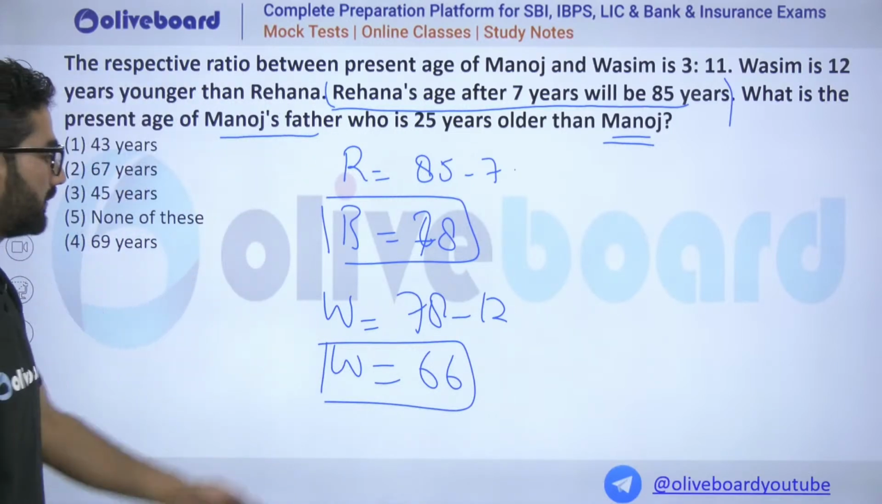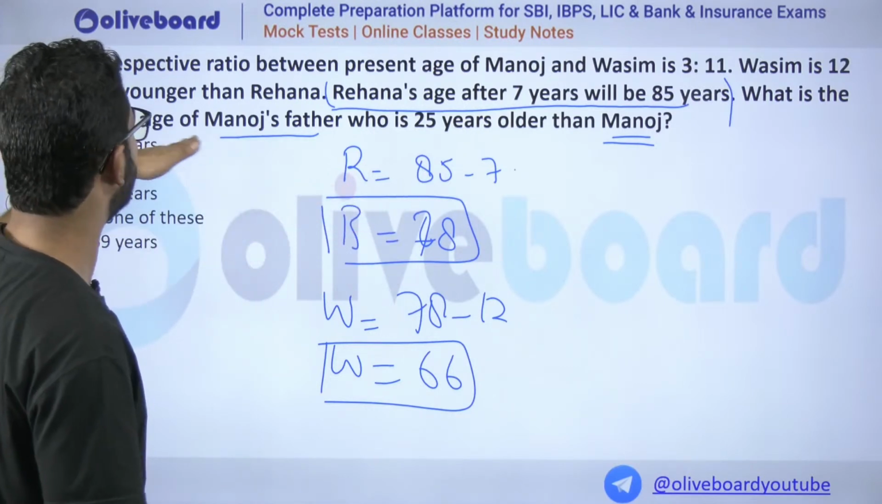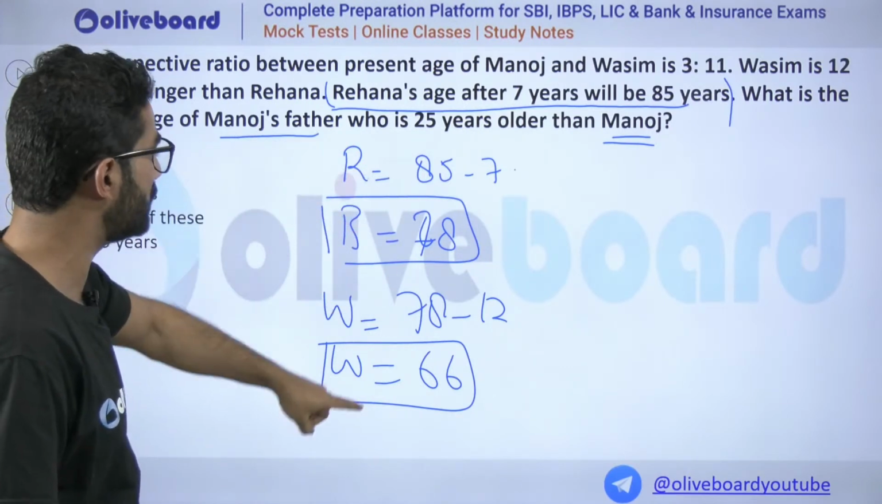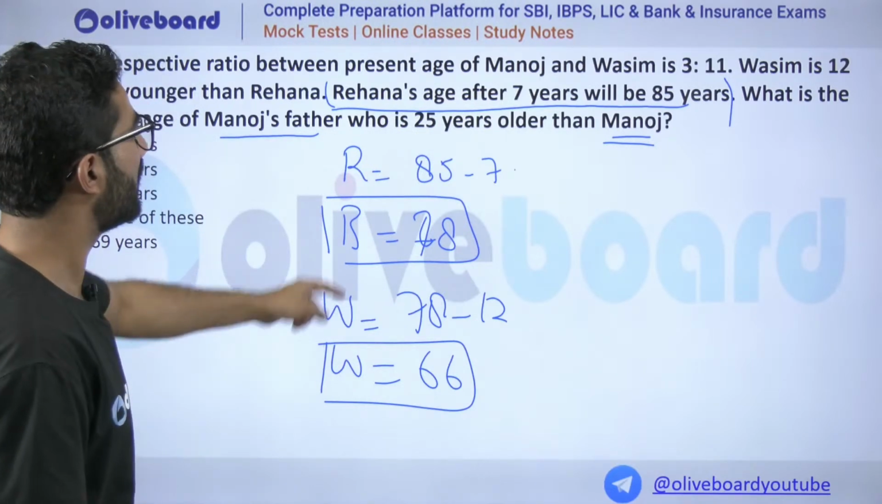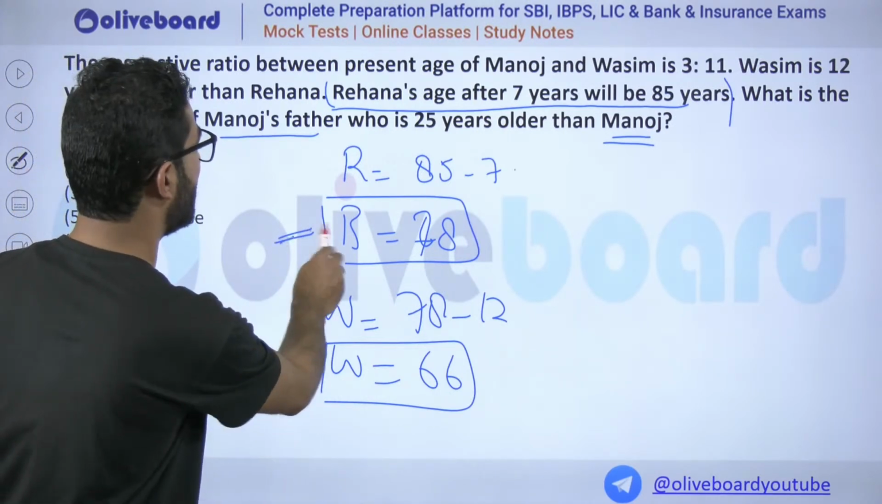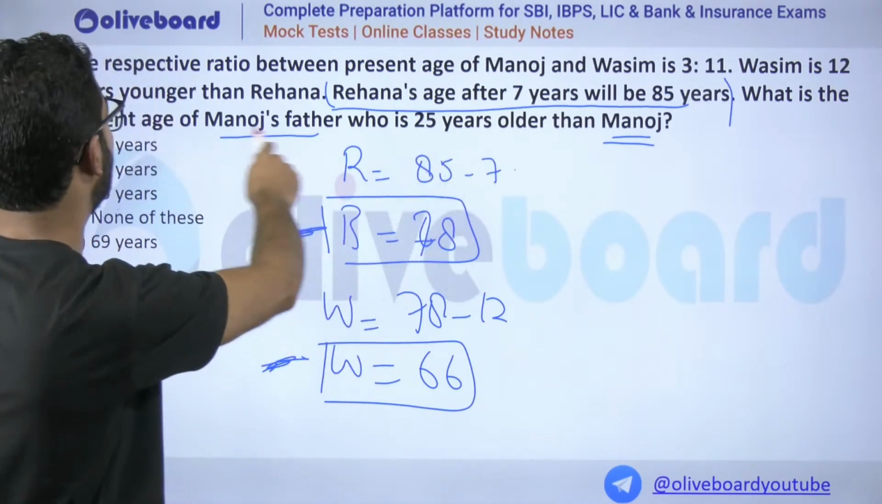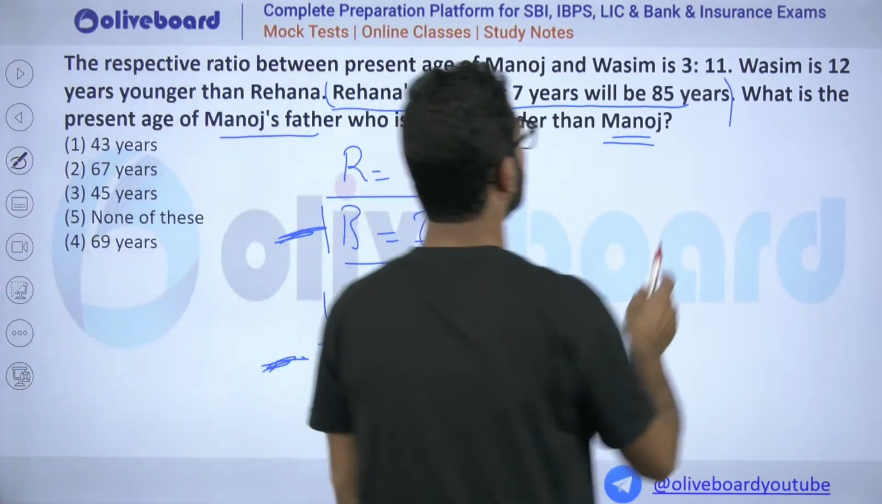Okay, so this will be the age of Wasim. Now, how do we calculate the present age of Manoj? Is there any data given? We got the value of Wasim and the value of Rehan. Wasim is 12 years younger than Rehan, and Rehan is given. Now moving to this statement.